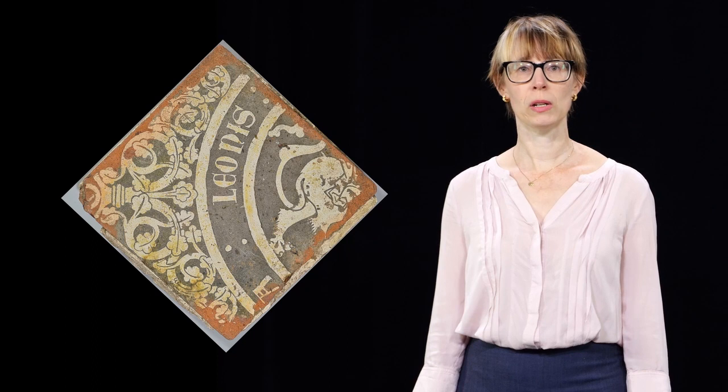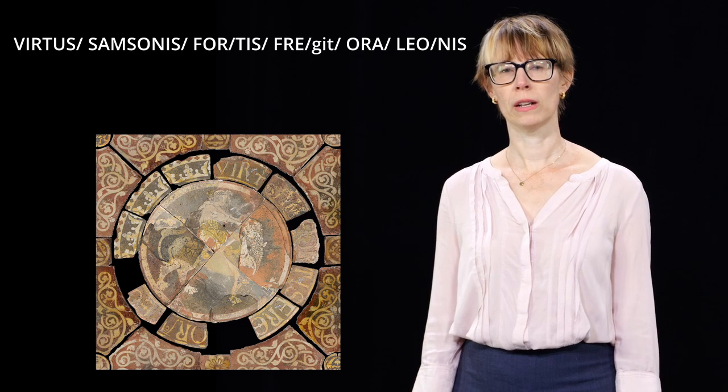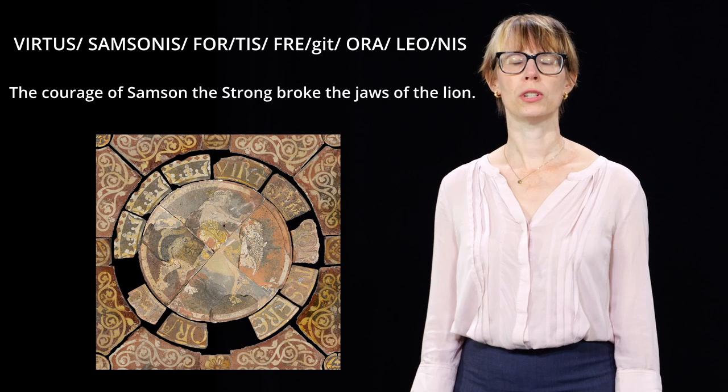No serious study has ever been made of the second series texts, as indeed no serious study has been made of the first series texts. This second series tile gives us important evidence as to how the words around Samson would have been ordered. We know it must have gone probably from ora, then leonis. So we can reconstruct the entire phrase like this: Virtus, Samsonis, fortis, fregit, ora, leonis. The courage of Samson the strong broke the jaws of the lion.